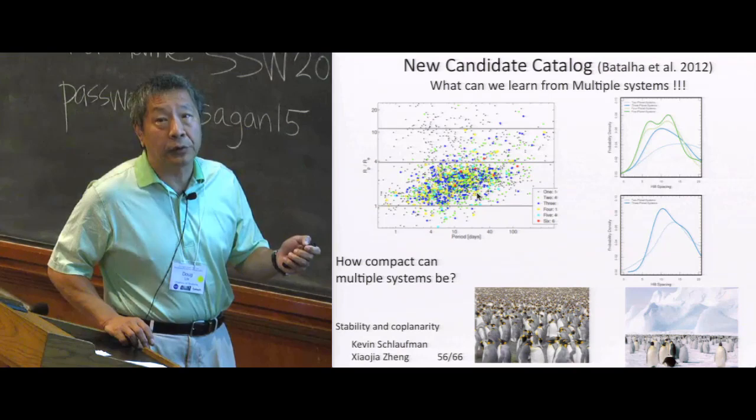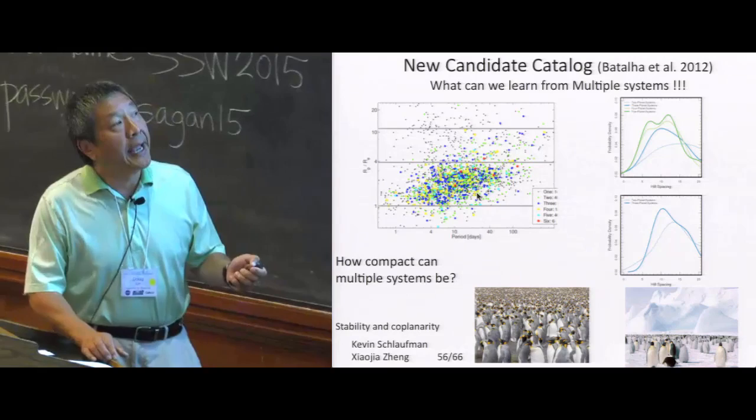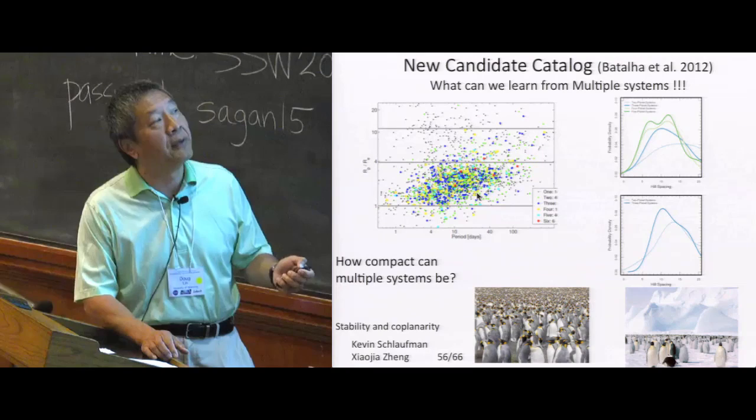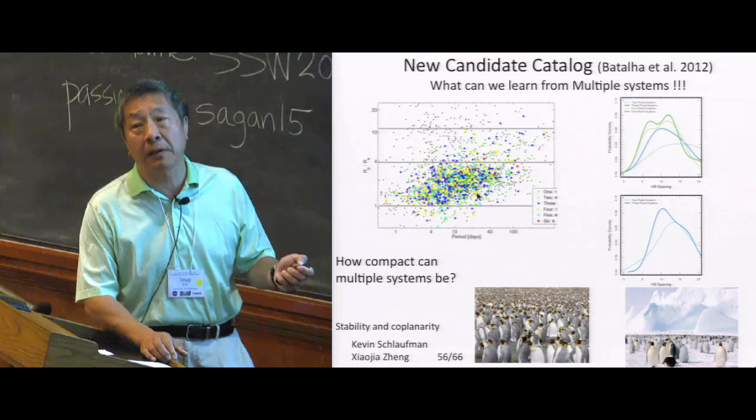Here I plot all available Kepler data. This is with Kevin Schlaufman. What he did was take systems with 2, 3, 4, 5 planets, measure their spacing in terms of the Hill spacing, and look at the distribution function. Over here, you can see that there's a drop because of stability.